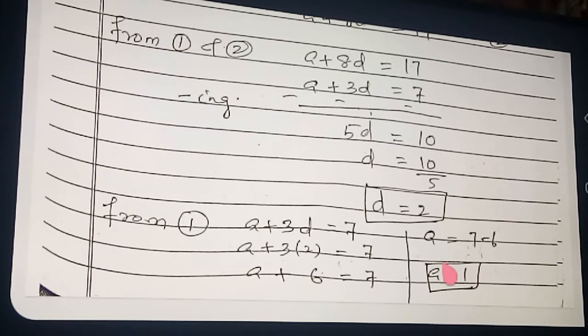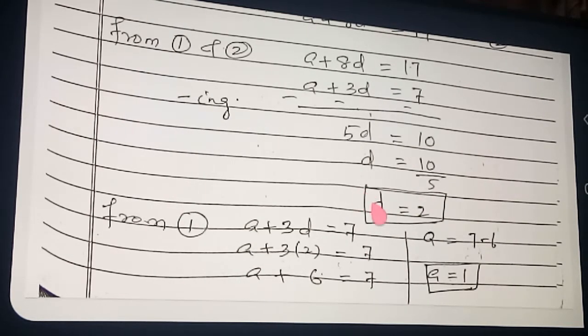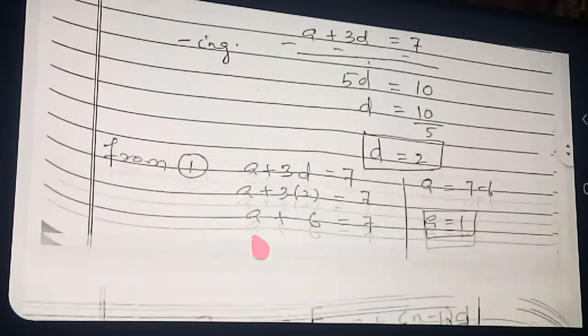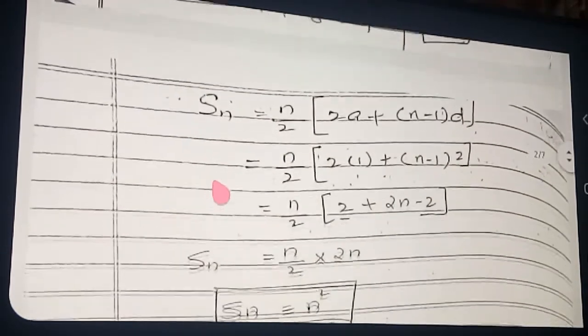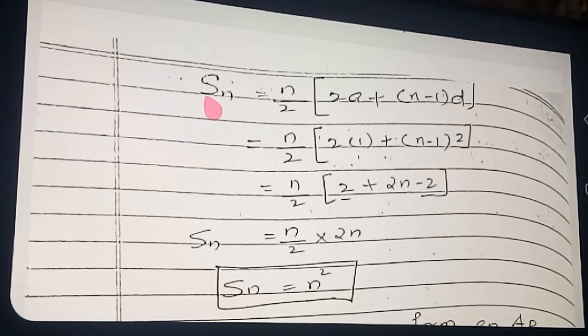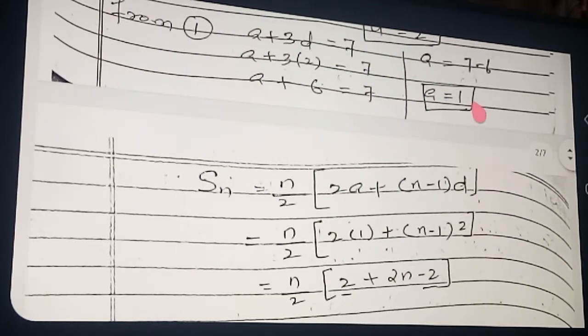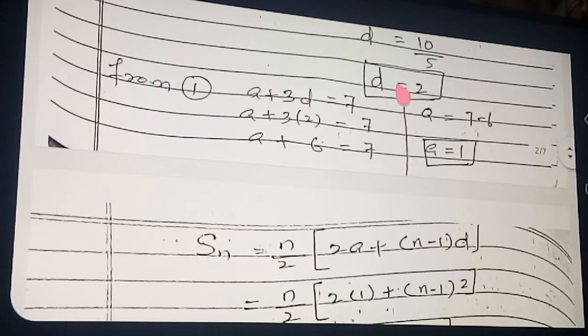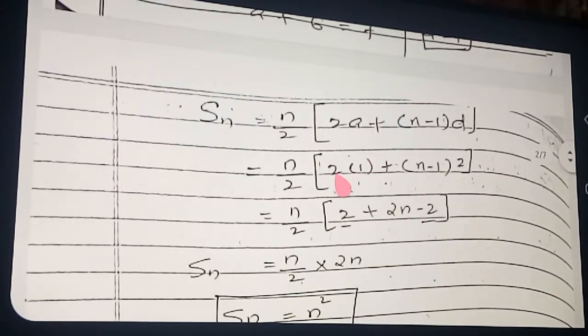7 minus 6, that is 1. So for an AP, in many sums, what we need are a and d, the first term and common difference, which are the very important part. Okay, now what is your question? Find out Sn, find the value of Sn. So applying the formula, Sn is equal to n by 2 into 2a plus n minus 1 into d. Okay, so n by 2 into 2 into the value of a, which we already found. You found the value of a as 1, and the value of d as 2. Apply both here. So 2 into 1 plus n minus 1 into 2.